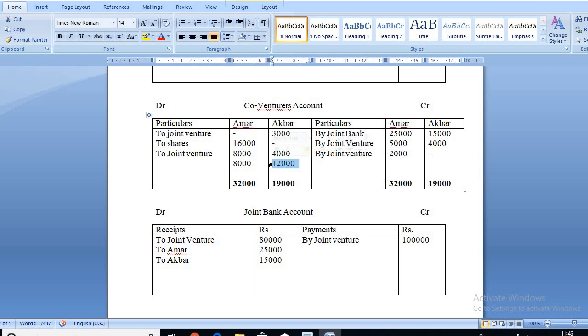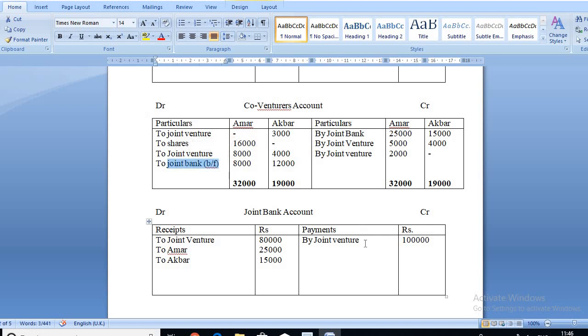So who will make the final settlement? Again, bank only. So the balance figure will be to joint bank. In bracket, you can write B or F. So the co-venture account is over, but cross posting is there. 8,000 and 12,000 are debited in Amar and Akbar, that is the Amar and Akbar accounts, co-venture account, in joint bank.